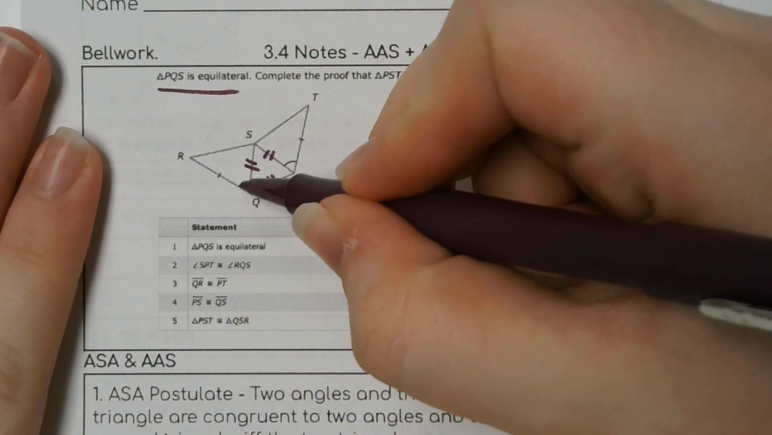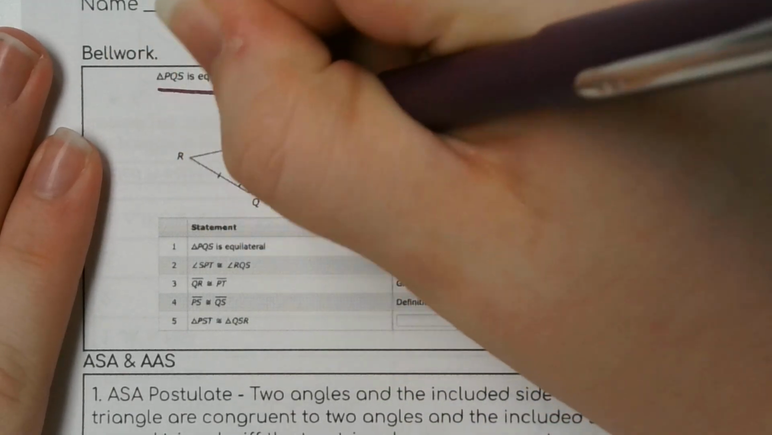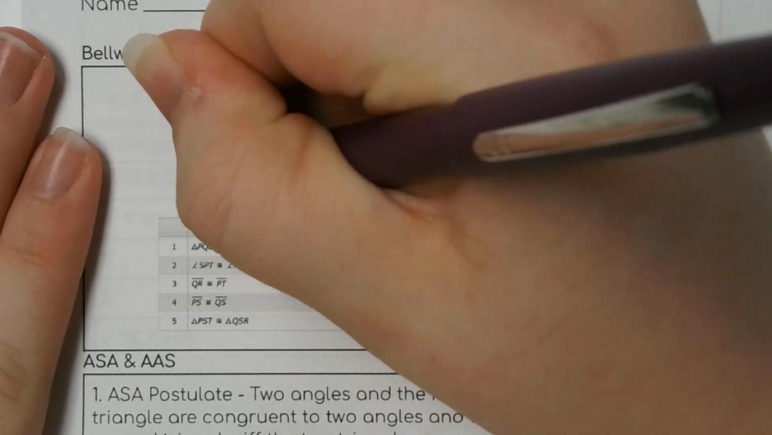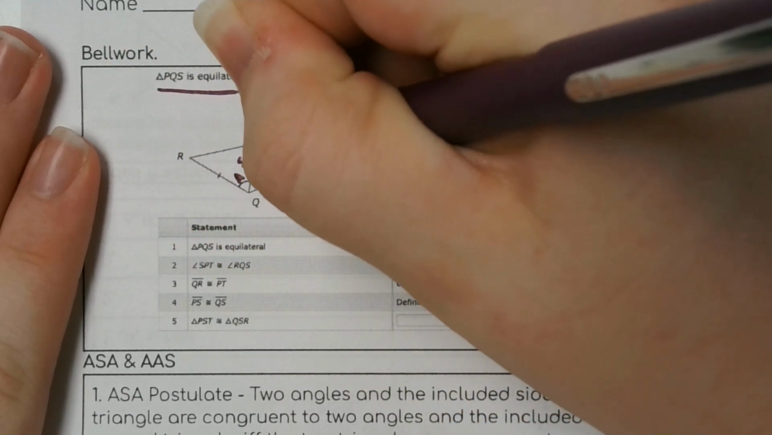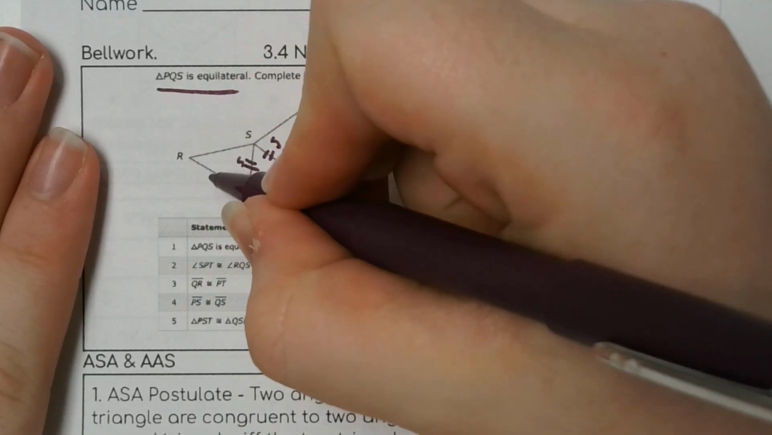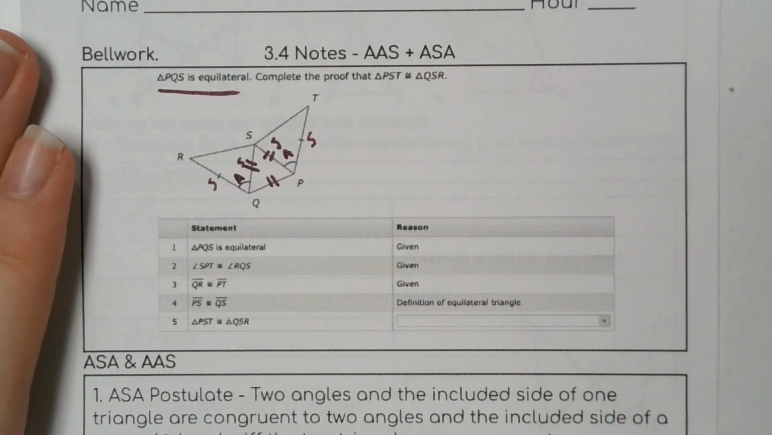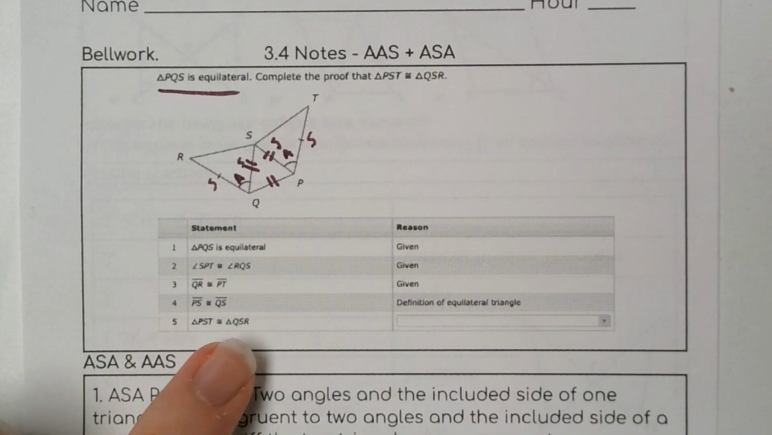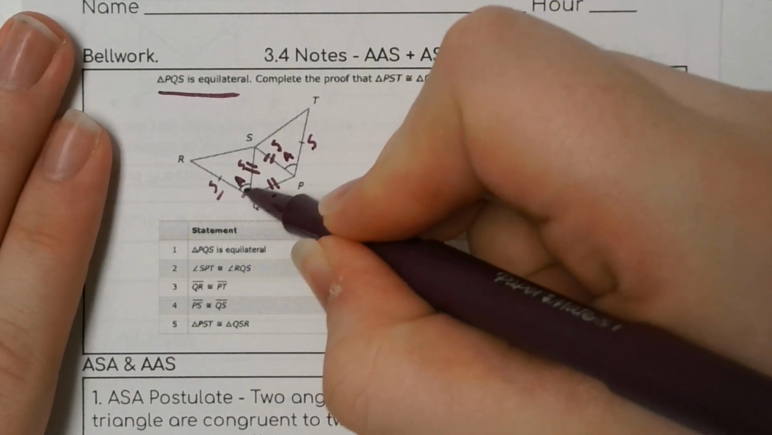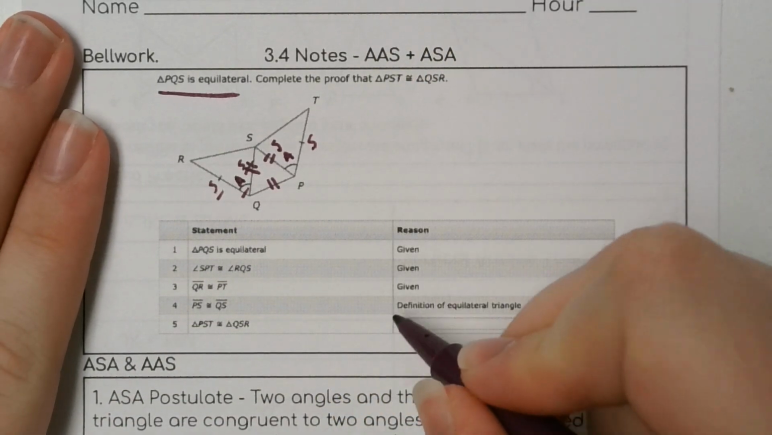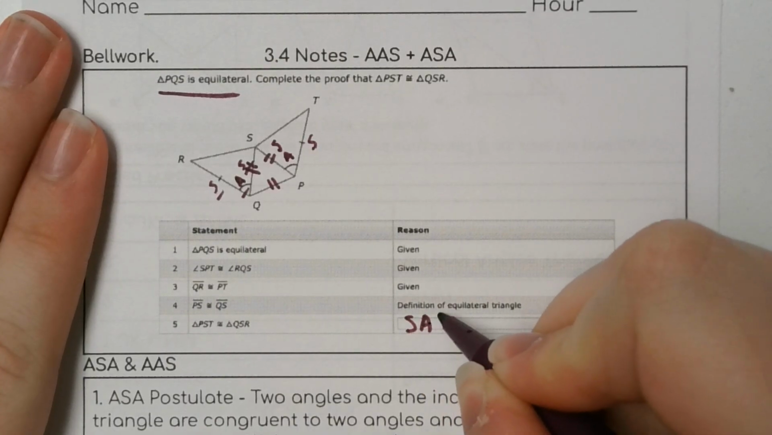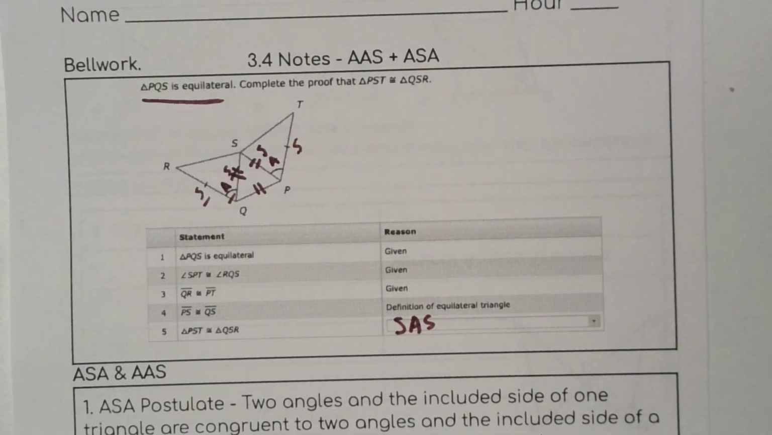Okay, we also know that those two angles, so I'm going to label these with S's. Then we know that these two angles are congruent, and we know that these two sides are congruent. So if we spell it out, we know that these two triangles are congruent by SAS. It's a sassy triangle. SAS.